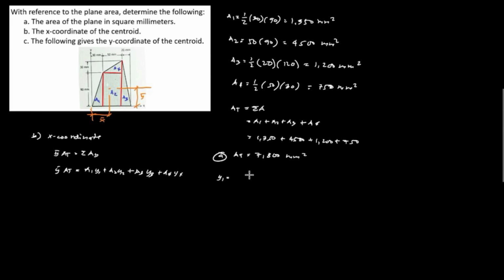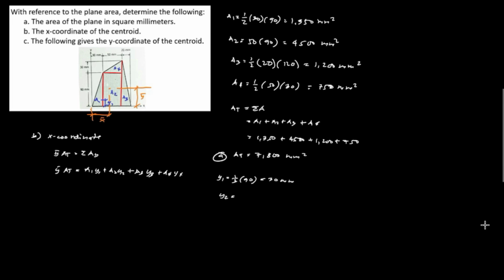So y1, which is the triangle. The centroid of a triangle from the base is 1/3 of the height. So this is the centroid, and the distance is y1, which is 1/3 of the height of the triangle, and it is along the x-axis. So 1/3 of the height, which is 90 millimeter. So 90 over 3 or 30 millimeter.